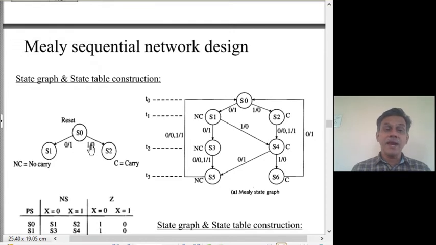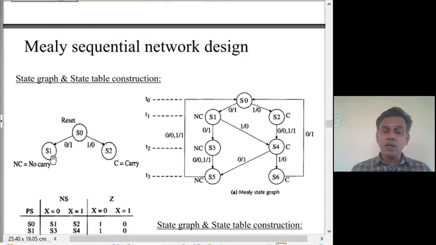On the other hand, when the LSB, that is X0, is 1, since there is no carry but a 1 needs to be added, 1 plus 1 will lead to 1 0, that is the output Z0 is 0, and there is a carry, that we denote as a new state S2 and put a label that there is a carry. Why do we need 2 different states?